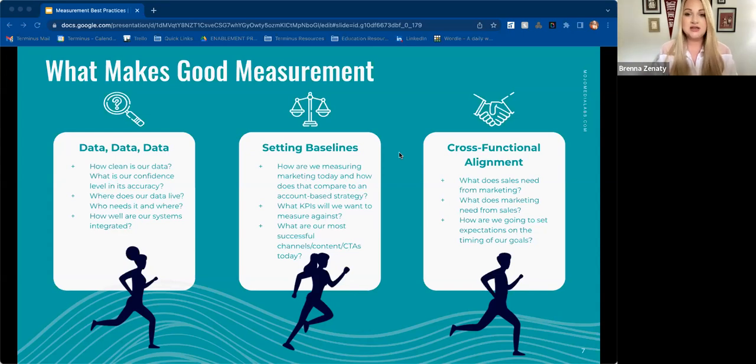There are some questions to think about asking when you're assessing where you're at in this area: what does sales need from marketing? What does marketing need from sales? And really, how are we going to set expectations on the timing of our goals? What is our feedback cadence going to be? How often are we going to report on this? What data are we going to share, et cetera? So again, all of these are great things to self-assess where you're at if you're running a program currently, or if you're thinking about running ABM at your business.